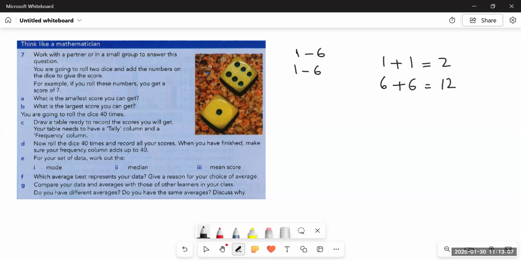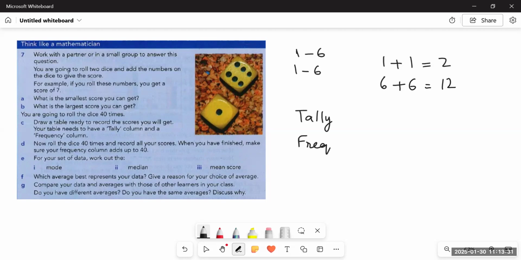Then they're saying you're going to roll the dice 40 times. Now, what are we doing? We have to roll the dice 40 times. It means the frequency is 40. Draw a table ready to record the scores you will get. Your table needs to have a tally column and a frequency column. Now, what you have to do, you have to make a tally column, right? And then a frequency column.